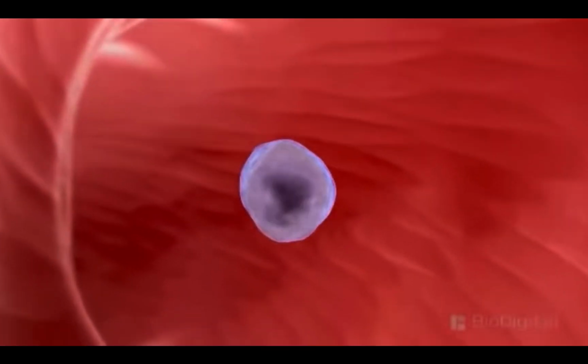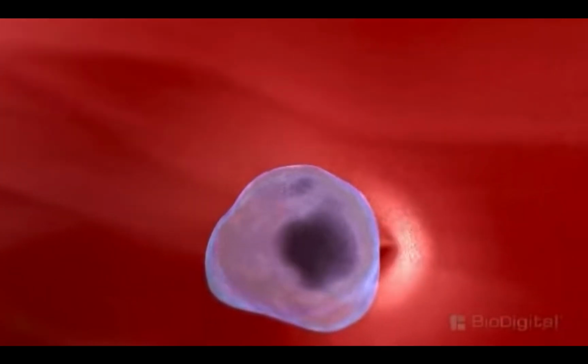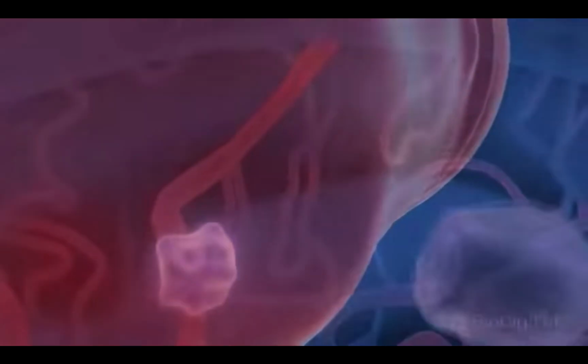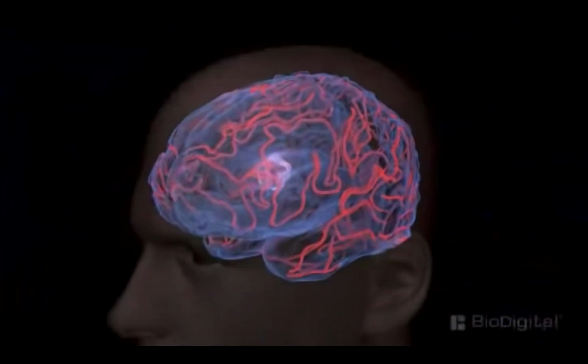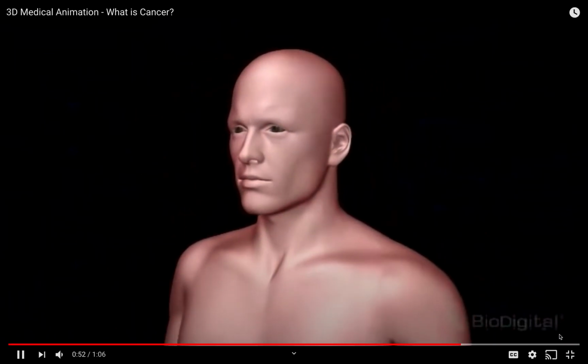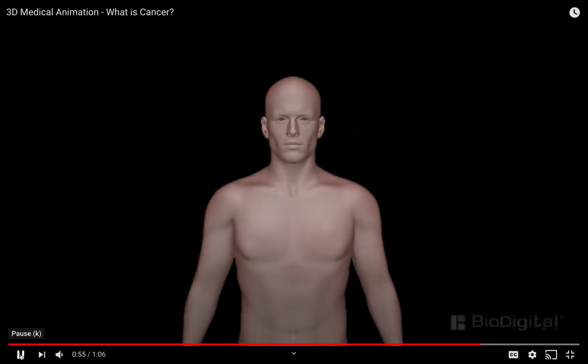Most cancer-related deaths are due to metastasis, malignant cells that penetrate into the circulatory system and establish colonies in other parts of the body. Great advancements have been made, but cancer is still the leading cause of death for people under the age of 85.